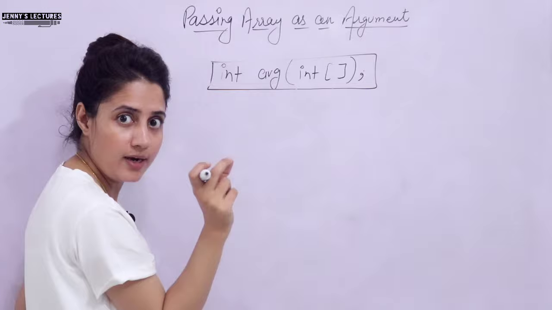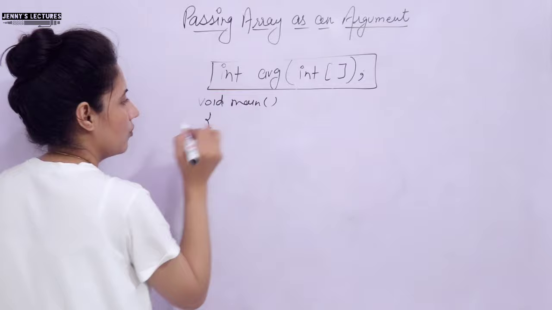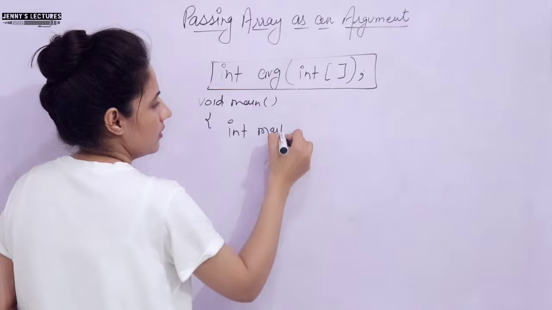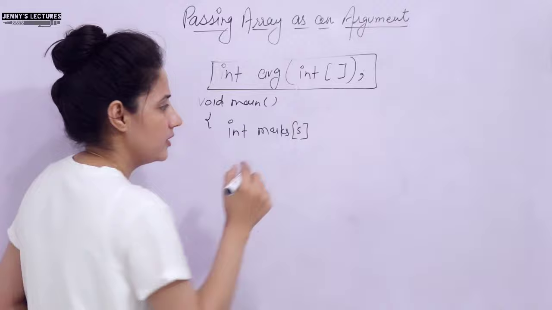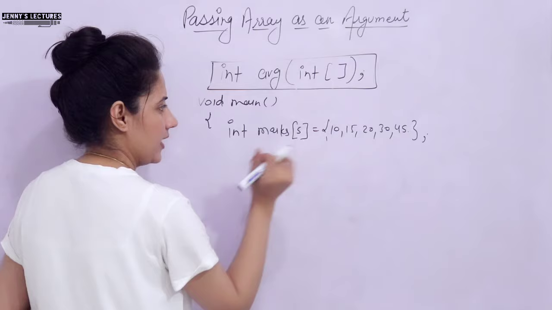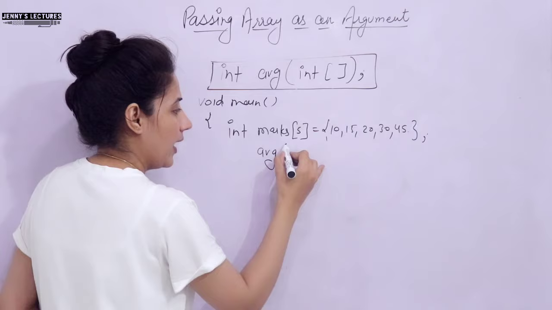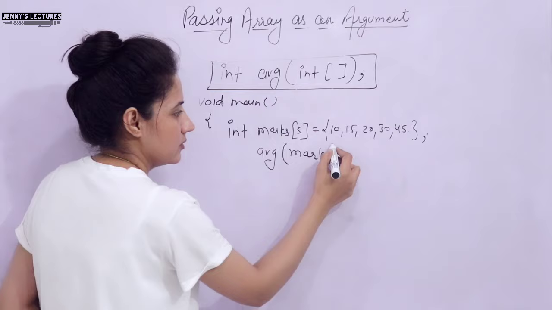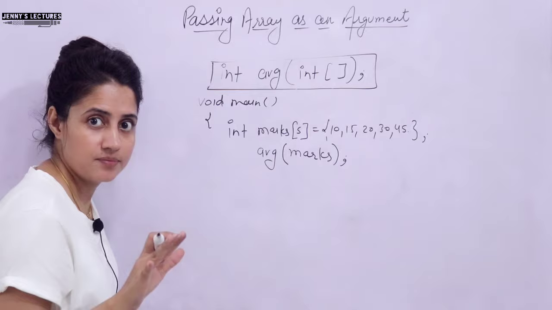And in main, I am taking an array int marks, with marks of 5 students only, I am not taking 60 students. I am taking int, you can take float also, it's up to you. Now I want to pass this array. So how will you call this function? avg, the name of the function, and here you will pass only the name of this array, marks. That's it, the name of the array, nothing else you have to do here.